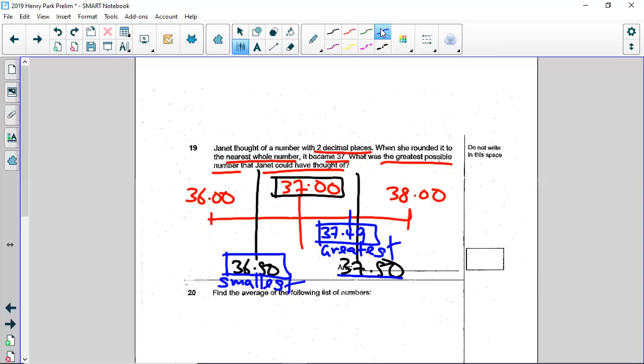Understand? Okay, so this one we learned in P4. So you must know how to get the greatest. How do you get the greatest? You just take 37.50, minus 1, and you get the greatest already. And then how do you get the smallest? Then this one will be the smallest already. Clear? Okay, now let's go on to the next one.